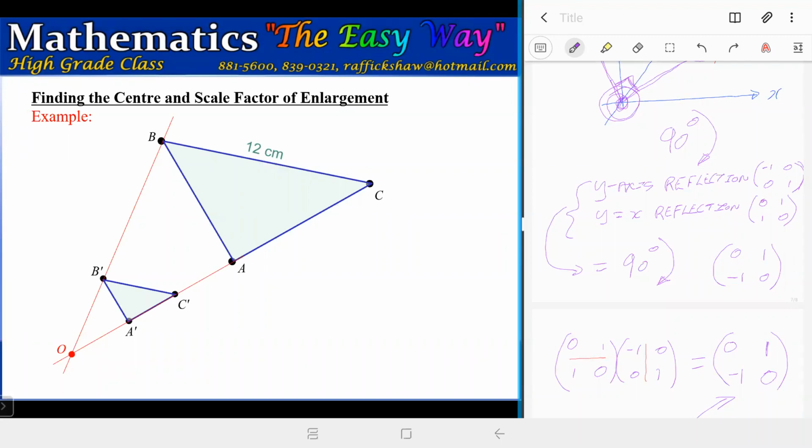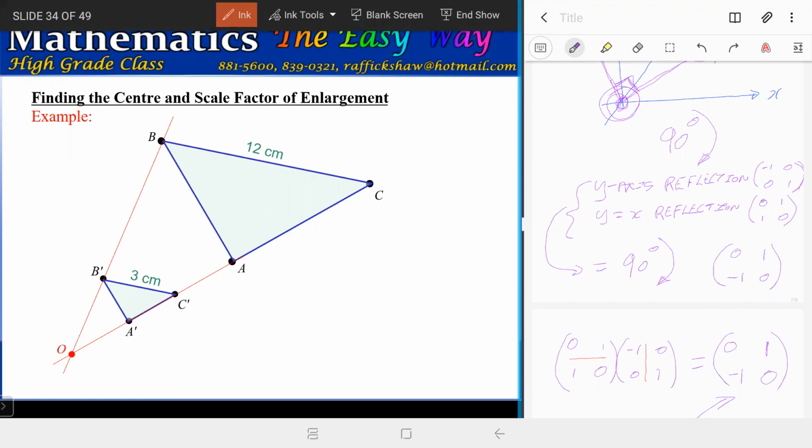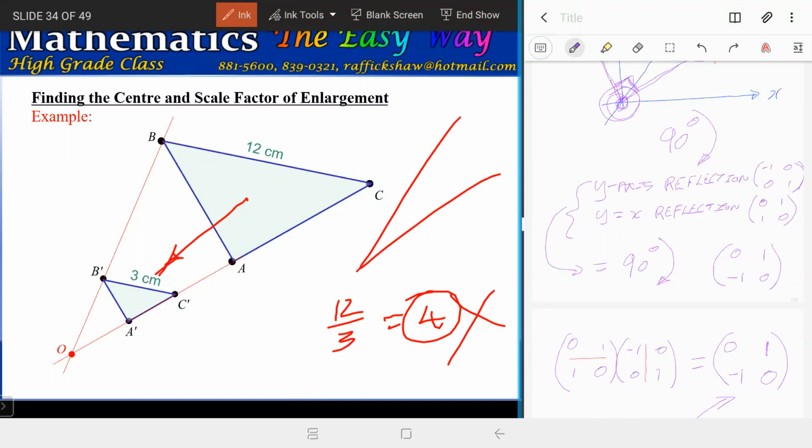So measure a distance on the object and measure a corresponding distance on the image. Let's say I make a mistake and put 12 over 3 and get 4. I know my scale factor is a distance divided by a corresponding distance. I know that can't be right, because my scale factor has to be a fraction, because the thing gets smaller. So it can't be 4. 4 is when something gets bigger. So I know that's a mistake.